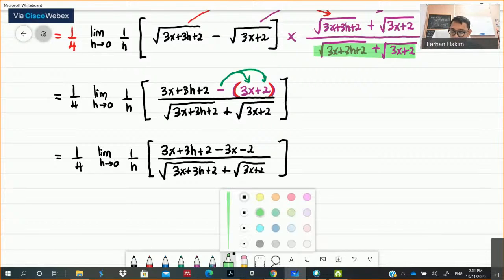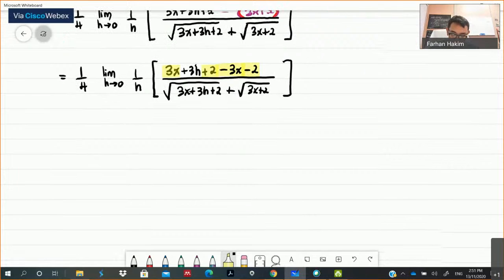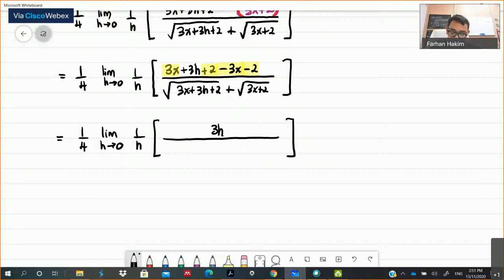And we try to simplify the numerator. All right, so 3x minus 3x, there'll be no more 3x. Plus 2 minus 2, there will be no more 2. So we are left with 1 over 4 limit as h approaching 0 of 1 over h. So we are left with the 3h, so everything over square root of 3x plus 3h plus 2 plus the square root of 3x plus 2.